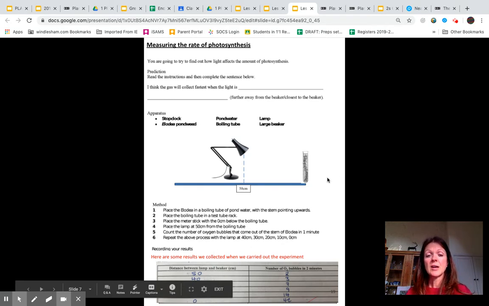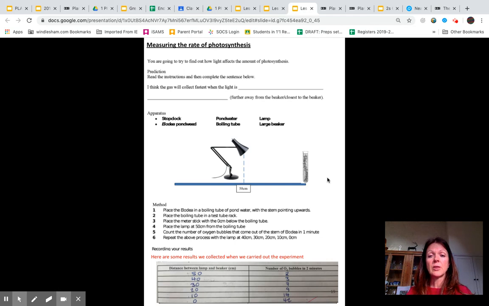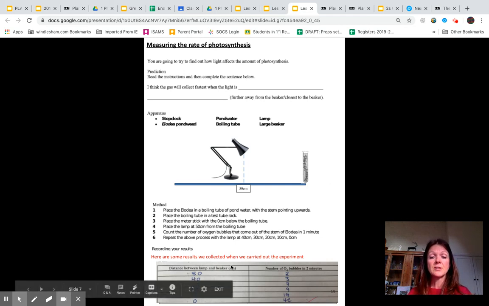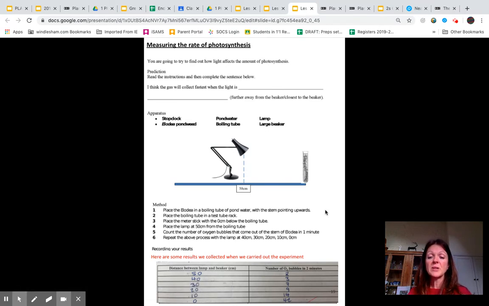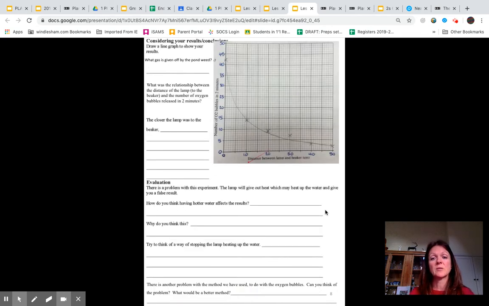You can see down the bottom here the results that we have obtained in the past, where the distance from the beaker is written here, and the number of bubbles collected in 2 minutes is written here. So I've copied in here some results for you as if you had done the experiment. And the next slide here is an evaluation of the experiment. Once again, I've copied in the graph here because you wouldn't be able to draw that online. But what you will be able to do is answer these evaluation questions here. So that's going to be your job in a minute.